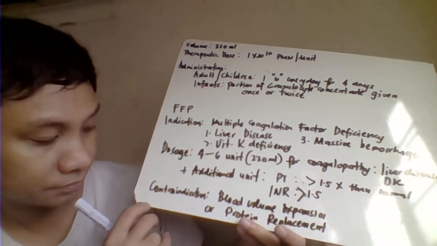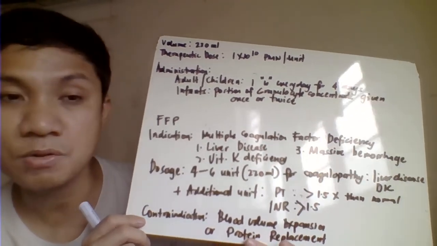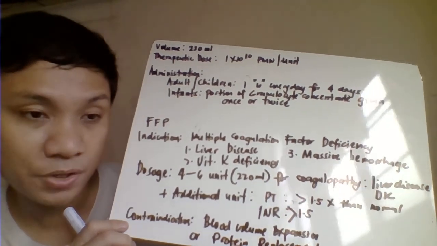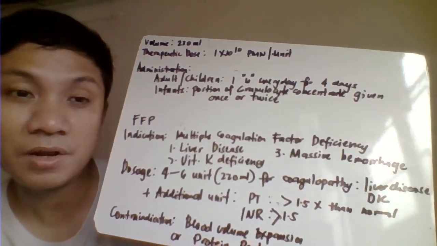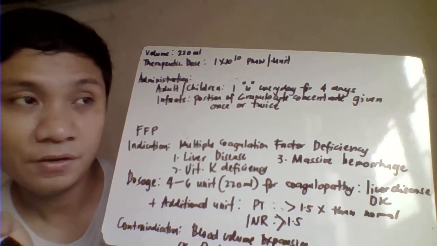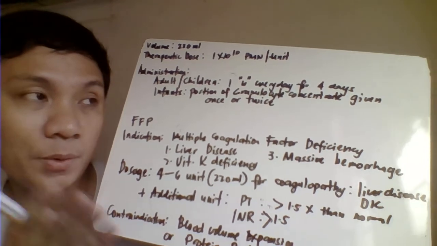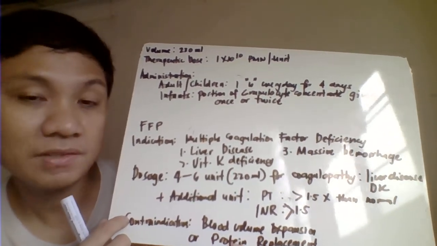Okay, contraindication: again, your fresh frozen plasma is not used for increasing the plasma volume. For increasing your plasma volume, you can use your volume expanders, plasma volume expanders, like your NSS, your protein, purified protein derivatives. Not this one, not your fresh frozen plasma.